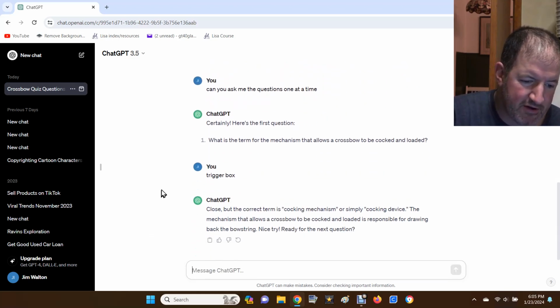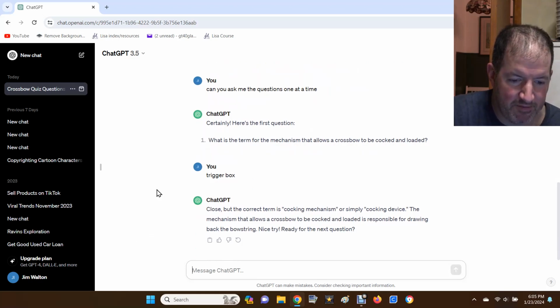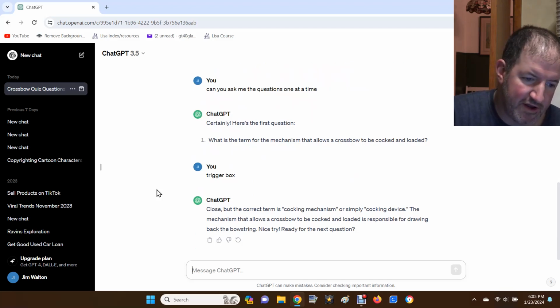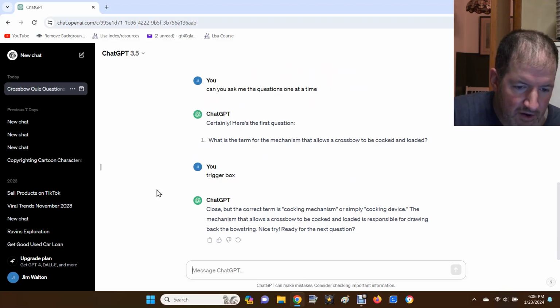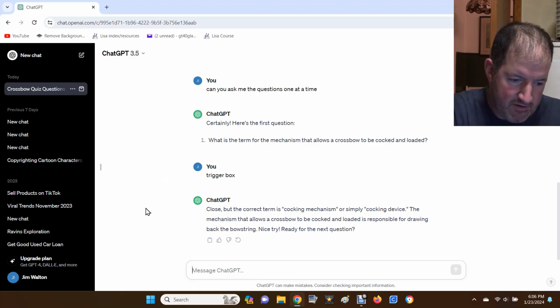Close, but the correct term is cocking mechanism, or simply cocking device. The mechanism that allows the crossbow to be cocked and loaded is responsible for drawing back the bowstring. Nice try. Ready for the next question? So I guess they're talking about the rope or the sled. Okay, yeah, I read that wrong. Yes.